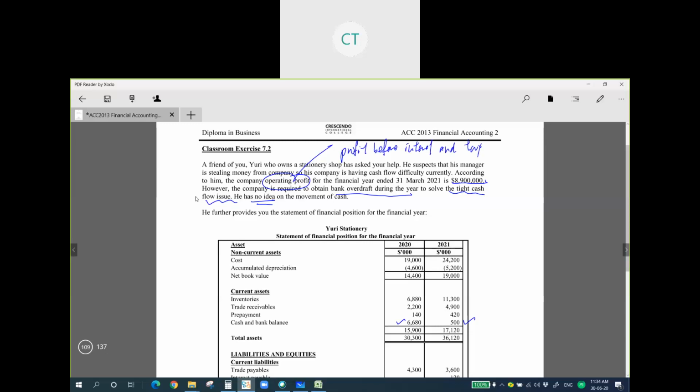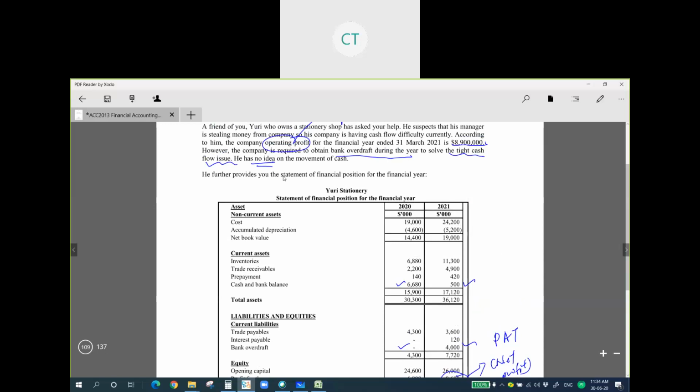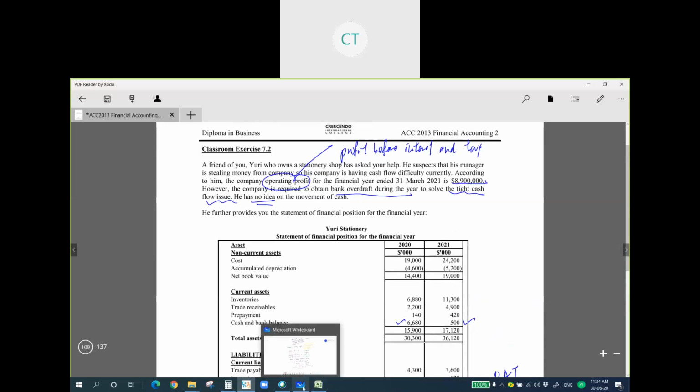But is it the information that we want? No, this is profit before interest and tax. We want what? Profit before tax. So this may not be the information that we want. And then we take a look at the company equity. It says that profit for the year 2021 is 8.6 million. We know this is what? This is profit after tax. That's why we say net profit. So we need to do some working on this profit after tax and also the operating profit. So let me share with you a working.